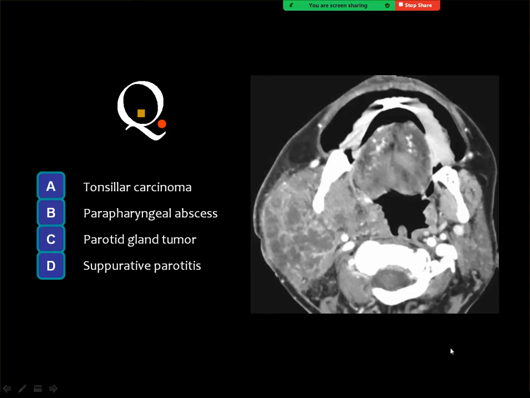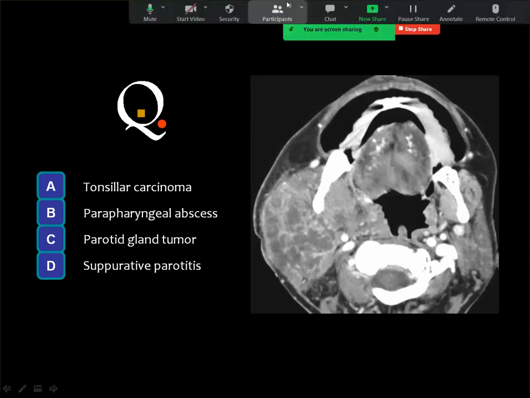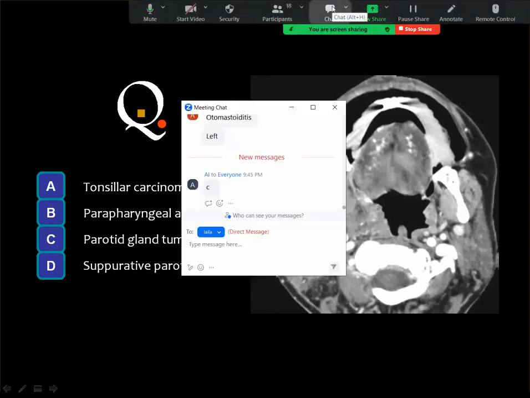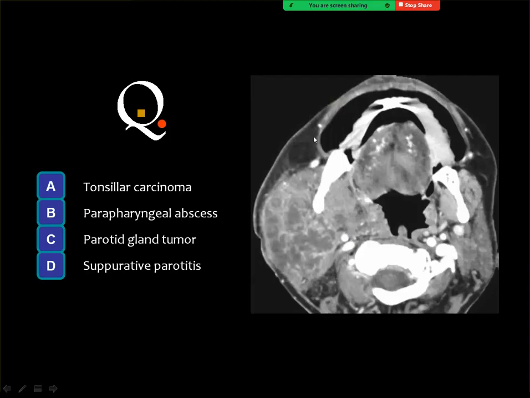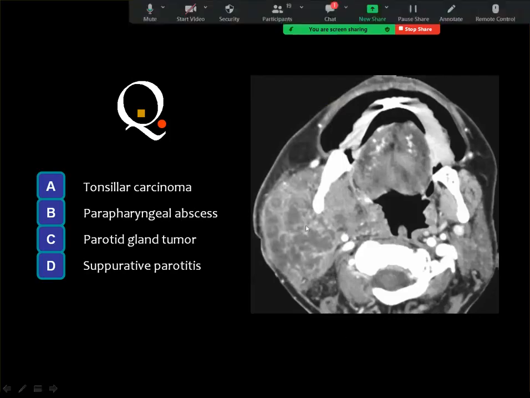Next is a big lesion in the region of the parotid gland, and these are the possibilities. Tonsillar carcinoma, parapharyngeal abscess, parotid tumor, suppurative parotitis. The answer is C. No, I just mentioned that you should look to the fat. The fat is stranded. This is inflammation. If the fat is clear, then this is a tumor. This is one of the major differentiating points.